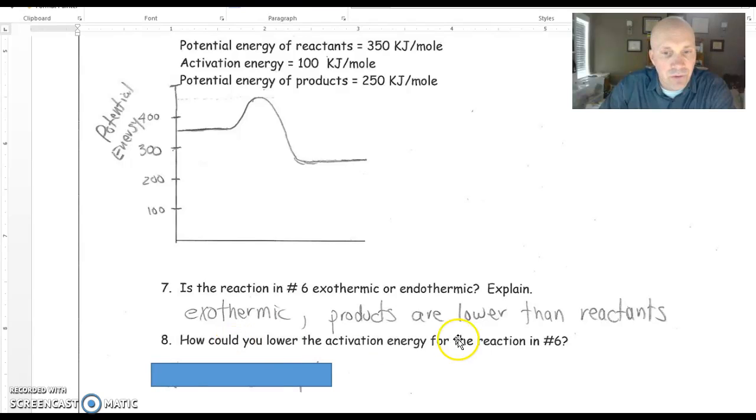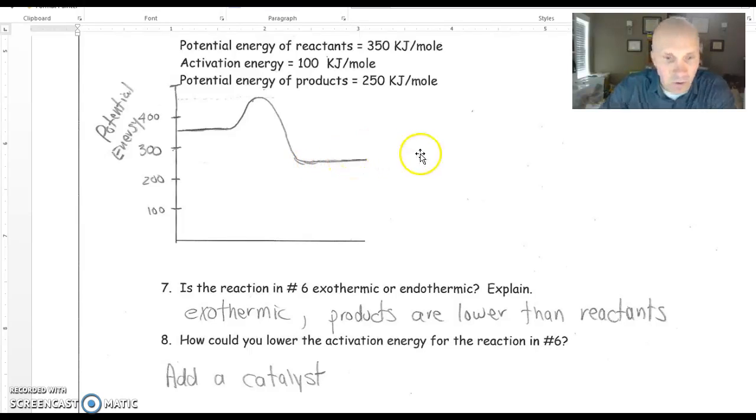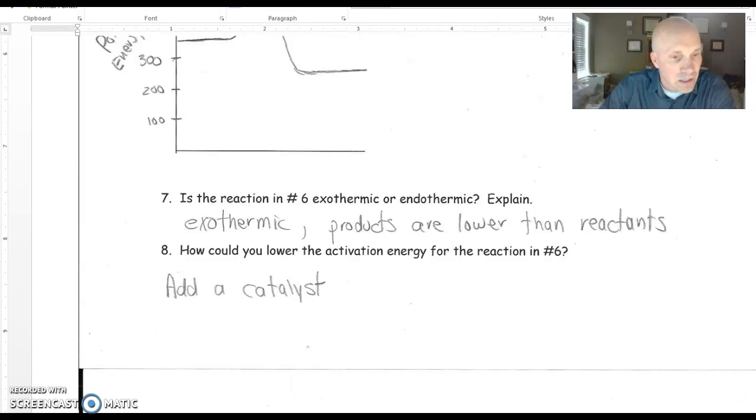And what can we do to lower the activation energy? Hopefully you realize by now, add a catalyst. If we did that, the reaction progress would have the same starting point, but it would have a lower hump right here. It's like a lower hurdle, but it would end at the same place. All right. So hope that helps, and that's it for now.